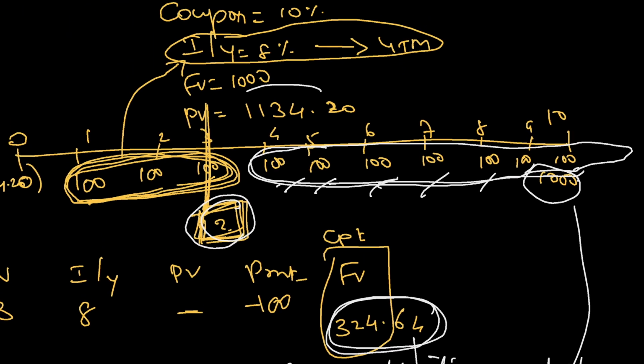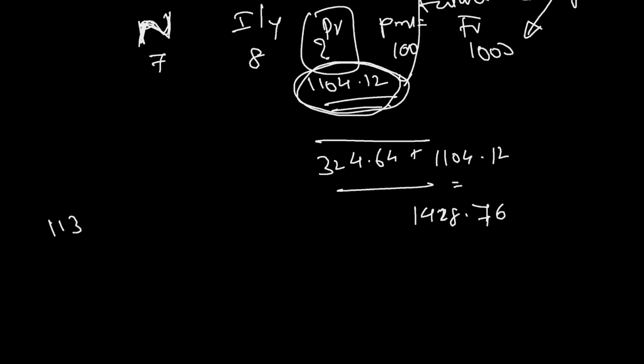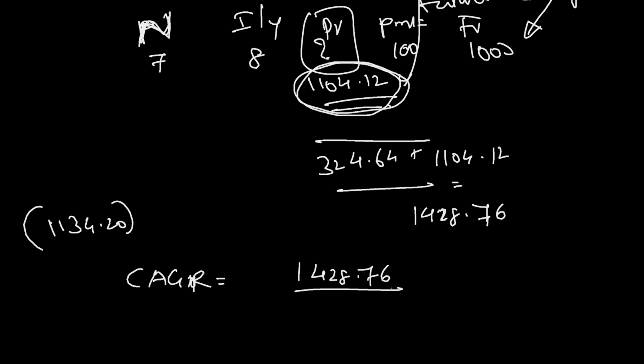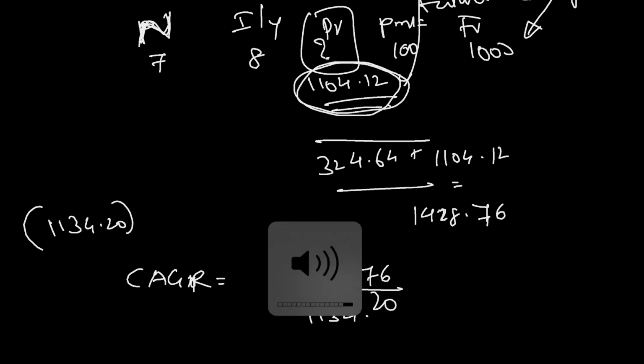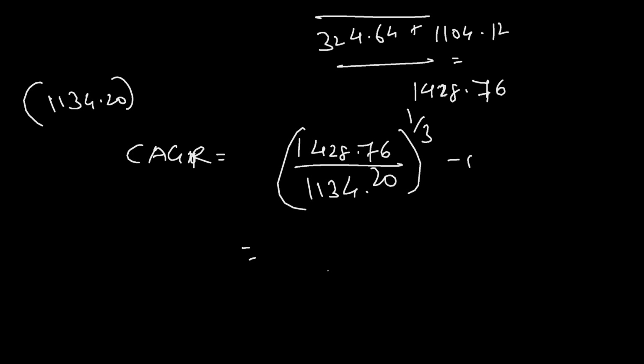I invested 1134.20. So CAGR, compounded annual growth return, is equal to closing value 1428.76 divided by the invested amount 1134.20, to the power 1 by 3, minus 1. So 1 by 3 is 0.3333.